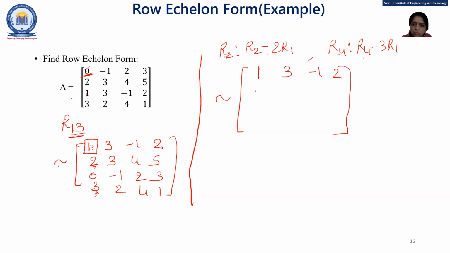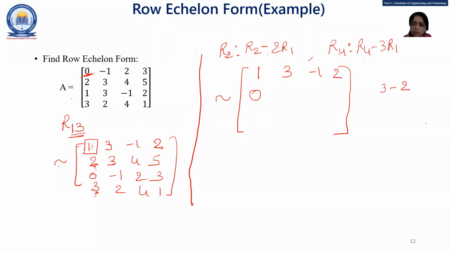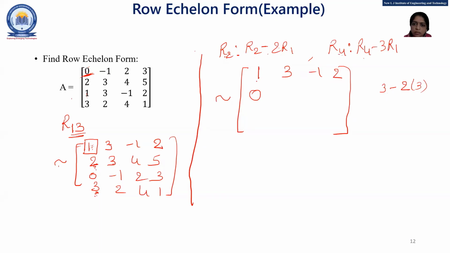2 minus 2, so 0. Here R2 means 3. 3 minus 2 into R1. R1 means 6. Here 2 into 3, so 3 minus 6. That is minus 3. That is minus 3.